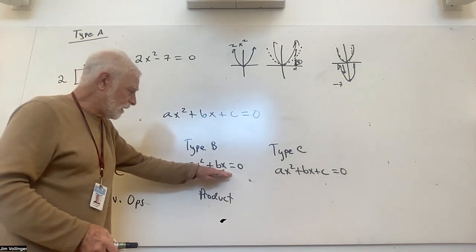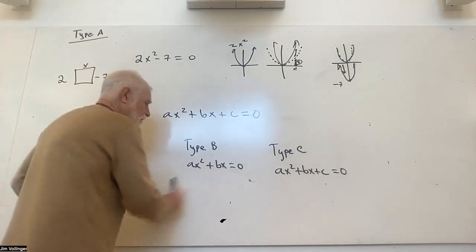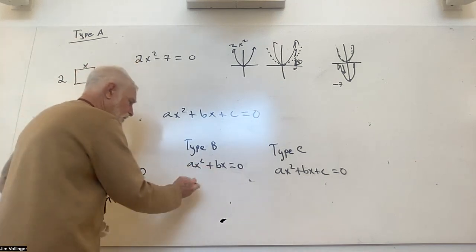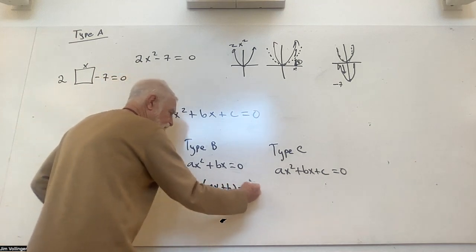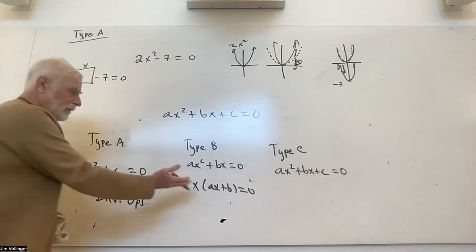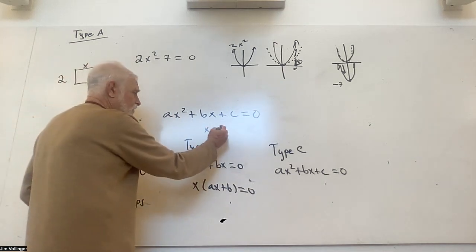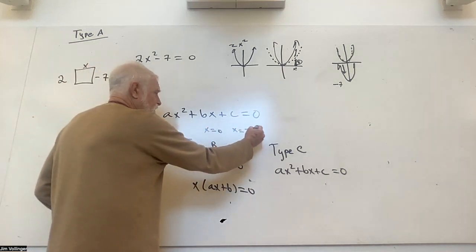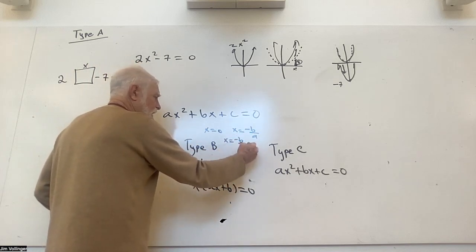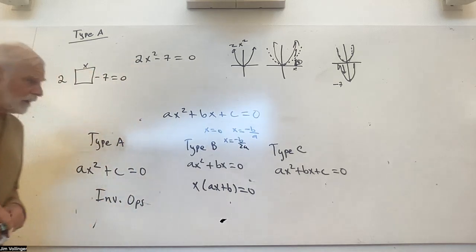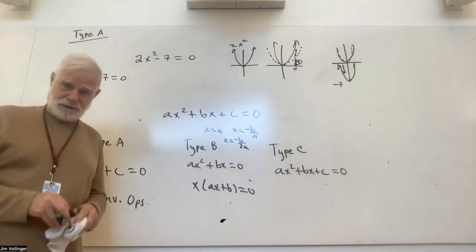We're going to turn a sum into a product. This sum into the product, x times (ax plus b). We're going to solve it for 0. And writing this product gets us x equals 0 and x equals minus b over a. And x equals minus b over 2a is the average of those two roots, and that has significance for quadratics.